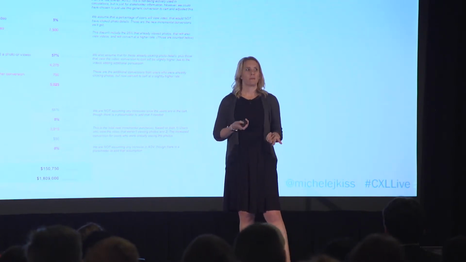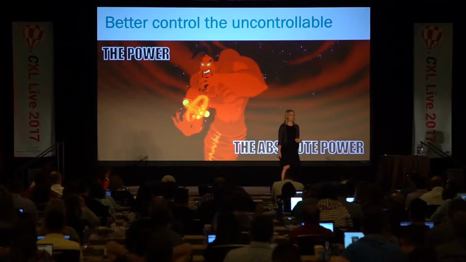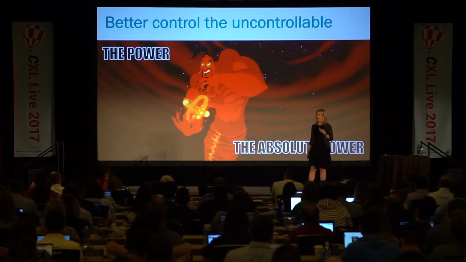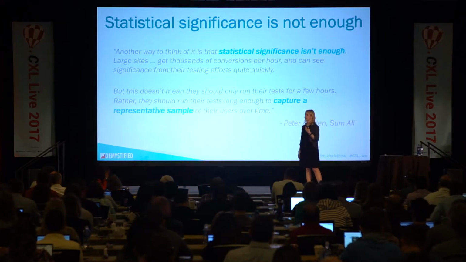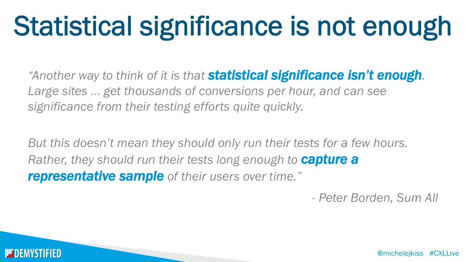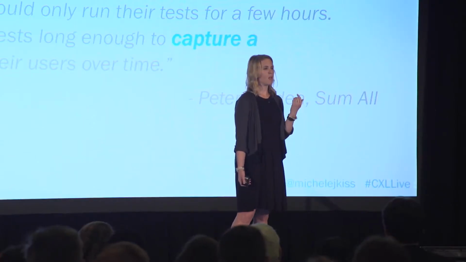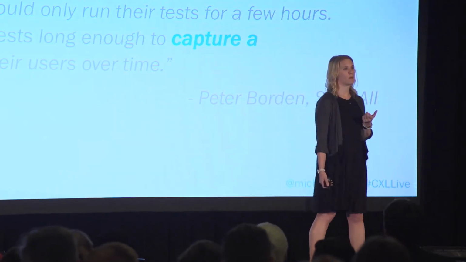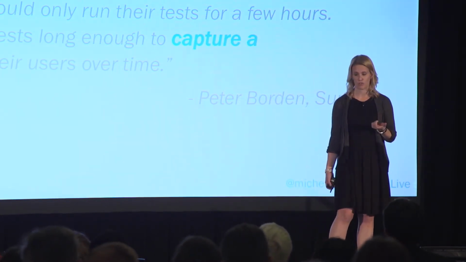So the next place that analytics can help you is to better control the uncontrollable in your testing. Another way of saying this is that statistical significance is not enough. There are lots of sites that could run a test and reach significance in the course of a couple of hours. That doesn't necessarily mean that those results will hold true long term. So it's really important that when you're testing, you are running your tests on a representative sample of your users.